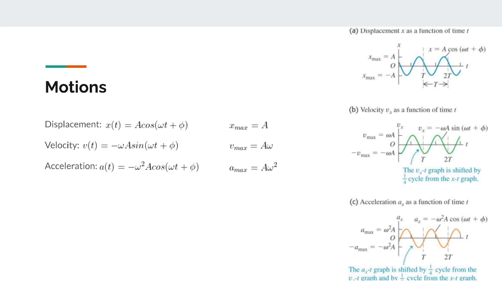I'm pretty sure there were like 2 or 3 problems that had to deal with these equations, but you typically won't see them anymore. It's just nice to remember them. So displacement, velocity, and acceleration. And we have our maximum values. So our maximum position, velocity, and acceleration are shown here. And this is just a nice diagram to go to.